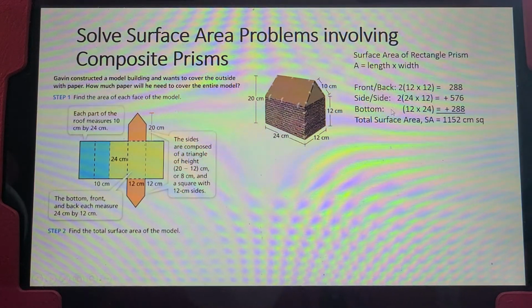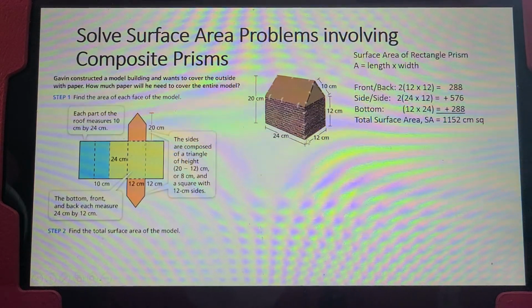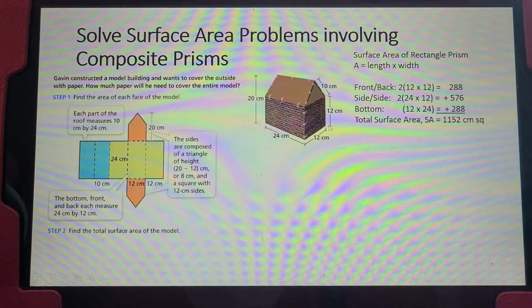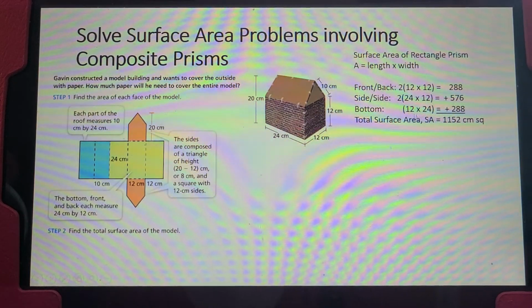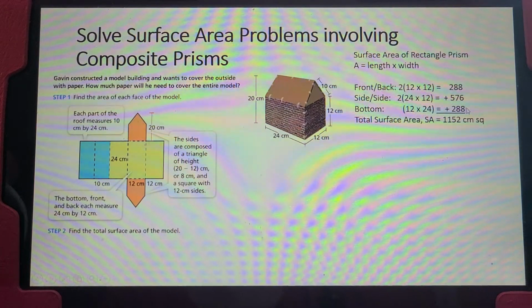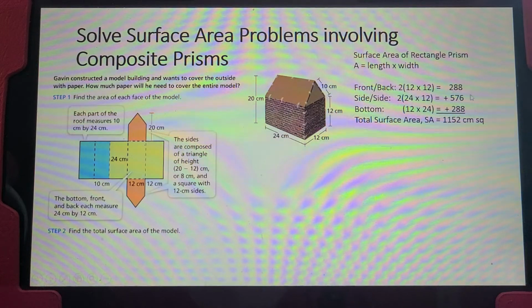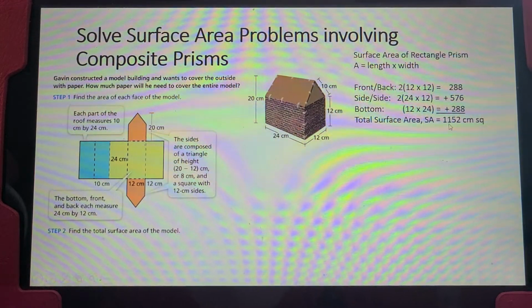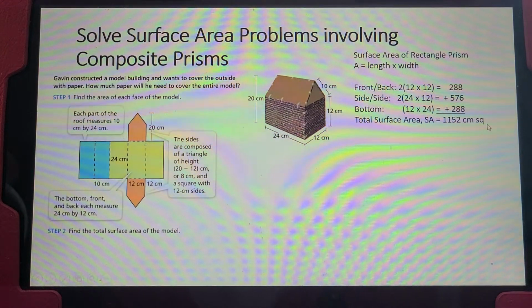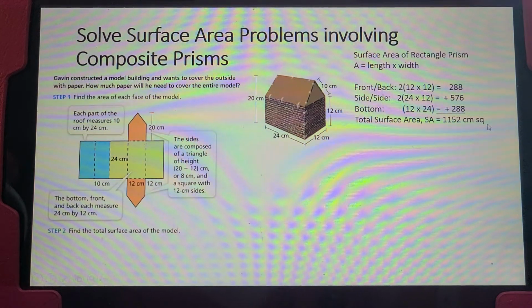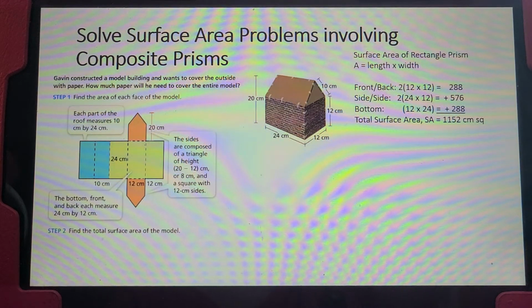Now the bottom, I am not multiplying by 2, because that top does not match that bottom, which means there's only one surface area for it. So that's just 12 by 24. We get 288 again. To get the total surface area, we simply add up all the areas of the faces, and I get 1,152 centimeters squared. Remember, area is always squared because it is 2-dimensional.